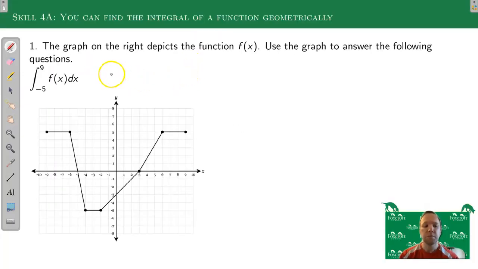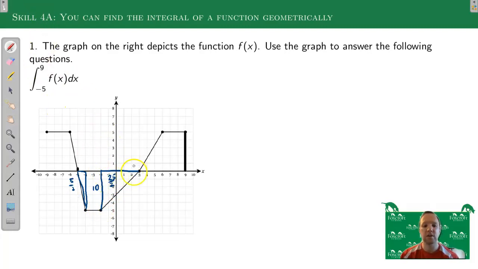The next problem is the same graph, but my integral is different. Now it's asking me to find from -5 to 9. So -5 is here, and then 9 is there. I'm trying to find the areas between those two places. Well, I already found some of these areas. This triangle there was 5/2. This rectangle was 10. This triangle was 25/2. So some of the work I did for the last problem is going to help me here again.